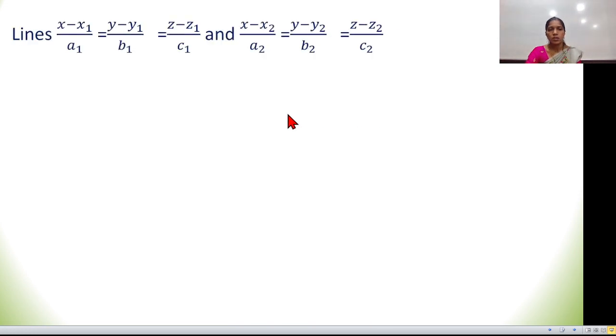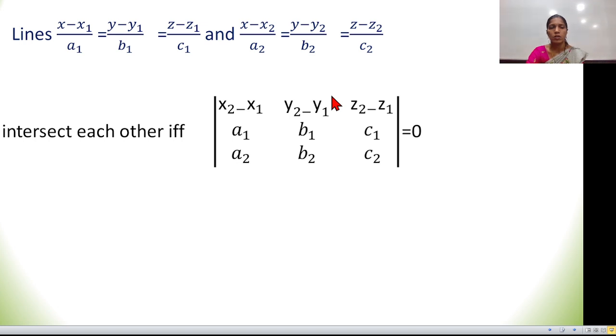Now let's see the two skew lines in Cartesian form, and we already determined the Cartesian form of the equation of a line. Here we give the two lines in Cartesian form. The first line is (x minus x1) upon a1 equals (y minus y1) upon b1 equals (z minus z1) upon c1. And the other line is (x minus x2) upon a2 equals (y minus y2) upon b2 equals (z minus z2) upon c2.